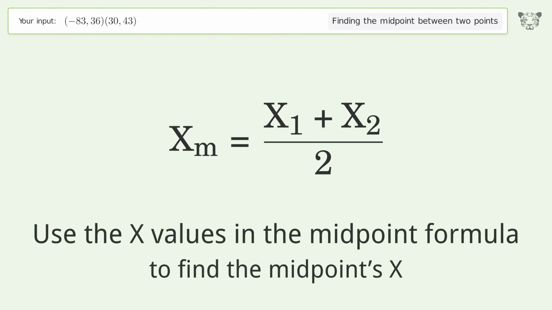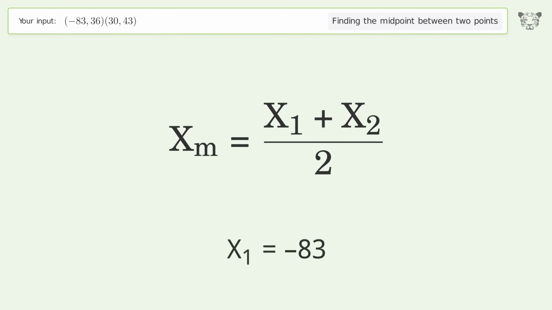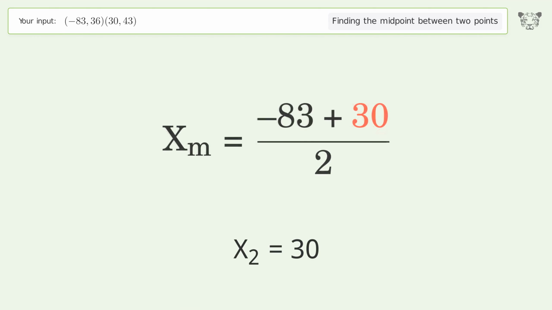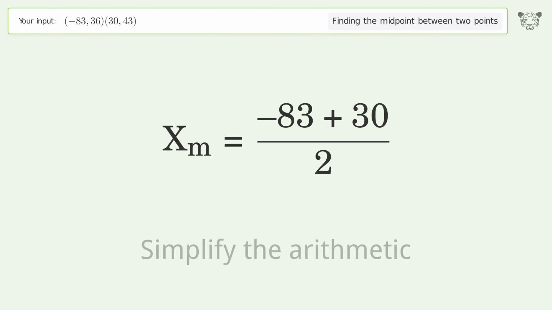Use the x values in the midpoint formula to find the midpoint's x. x1 equals negative 83. x2 equals 30. Simplify the arithmetic.